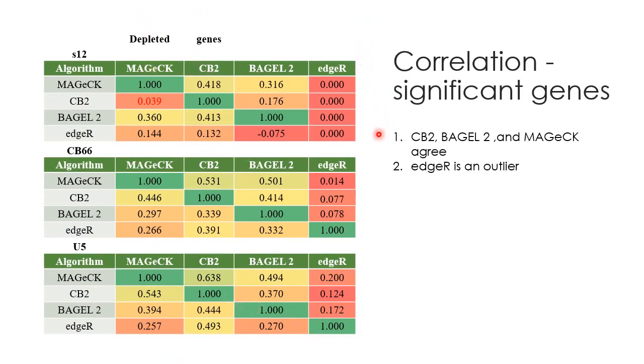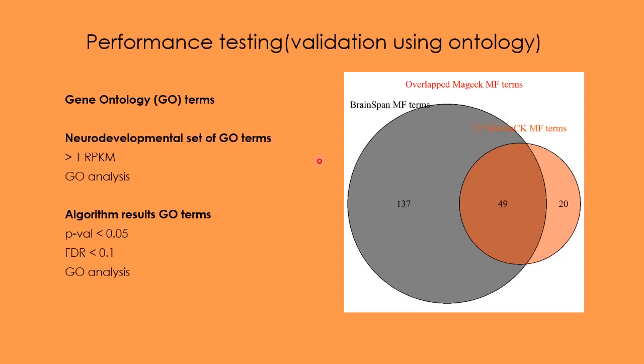So to conclude, cross-validation and rank correlation shows that there is more agreement between MAGeCK and Bagel than any other set of algorithms. To understand the validity of each algorithm's results, I compared gene ontology terms obtained from GO analysis of results from each algorithm with reference set of GO terms. This reference set is generated from analysis of expression data, BrainSpan Atlas for developing and adult brain, and represent the processes regulating neurodevelopment. This is the comparison between U5 MAGeCK molecular function terms obtained from enriched and depleted genes and reference set of molecular function GO terms.